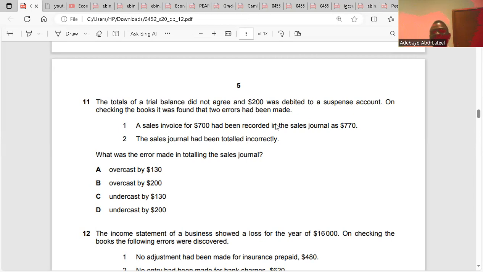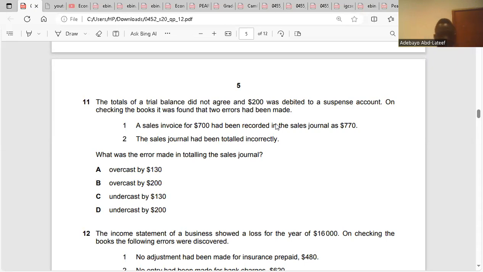Yes. Do you get the point I'm making there? For this transaction, $70 was overcast. But they said the total of that sales journal has errors. So that means the $200 that we're talking about that has been in our suspense account will be based on the sales journal, so it's totally incorrect. Do you get it? So the answer is C. Now B, sorry.